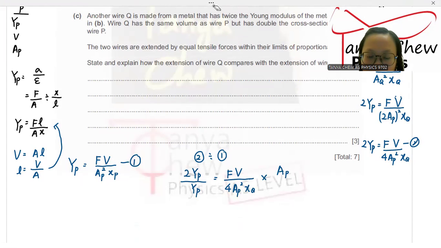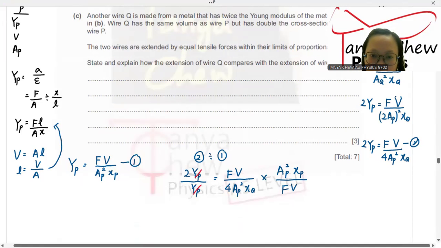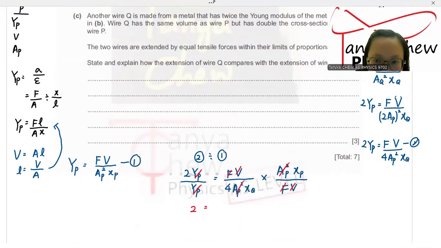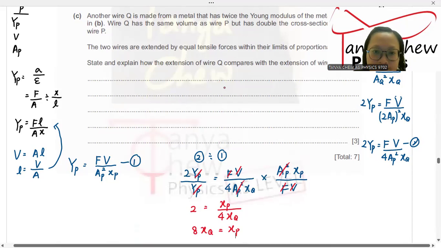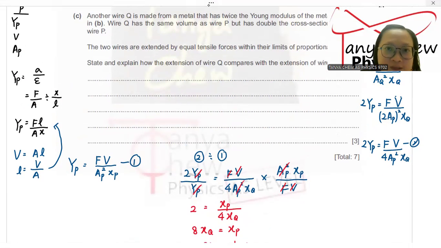multiply straight away invert it. So area of P square extension of P over FV. Now, is this my favorite part? So I cancel Young modulus of P, FV, FV, AP square, AP square. So I left 2 is equal to extension of P over 4 times extension of Q. Therefore, 8 times extension of Q is equal to extension of P. Now, extension of Q is equal to 1 over 8 extension of P. That's the answer.